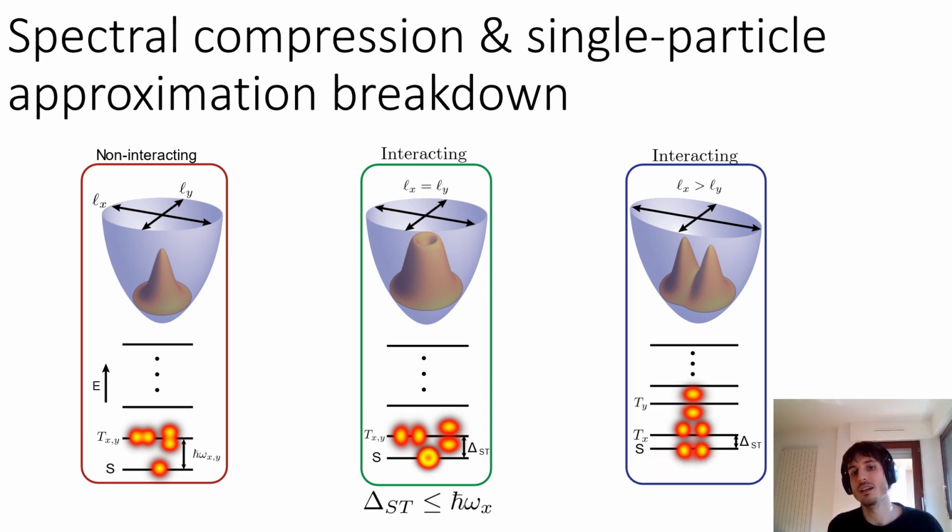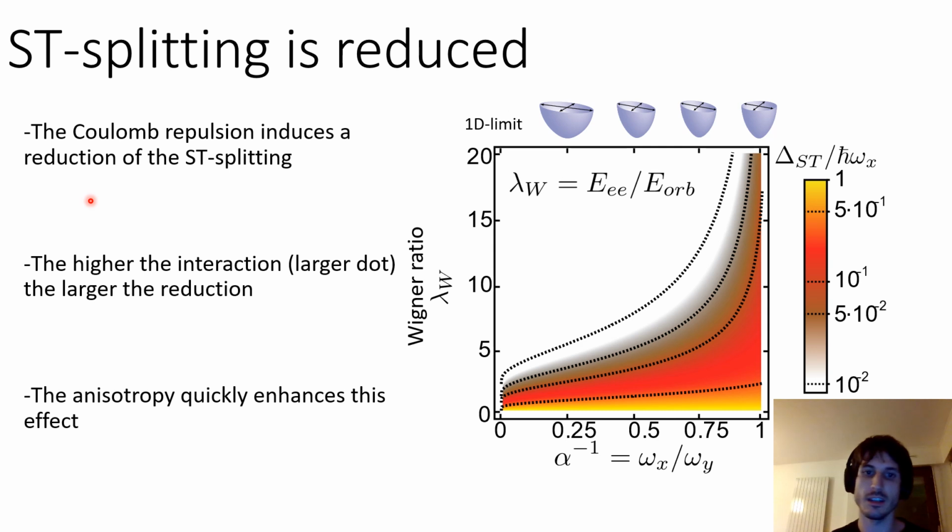The density wave functions of the singlet state and the triplet state are very, very similar. So let's now take a closer look at the singlet-triplet splitting reduction. Here you have a plot of the singlet-triplet splitting in units of the confinement energy as a function of the inverse of the anisotropy and the Wigner ratio. When the inverse of the anisotropy is 1, you are in the isotropic case. When you're at 0, you're in the 1D limit. Everything in between is an anisotropic dot.